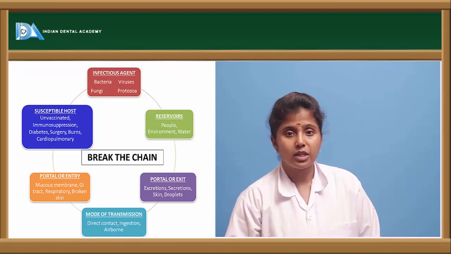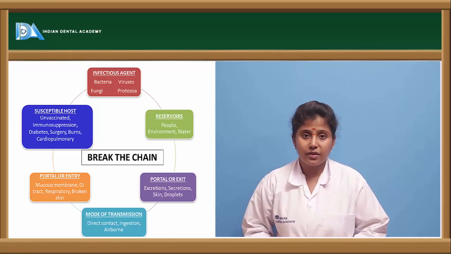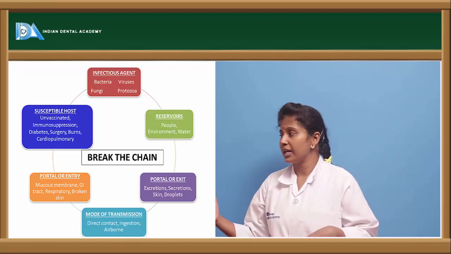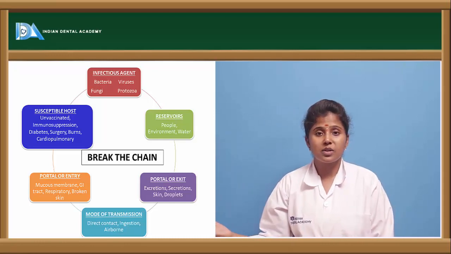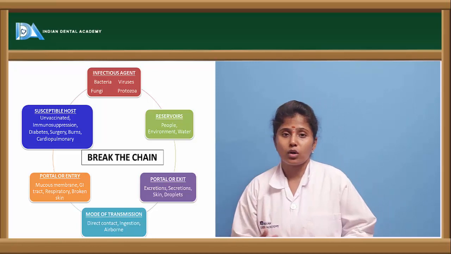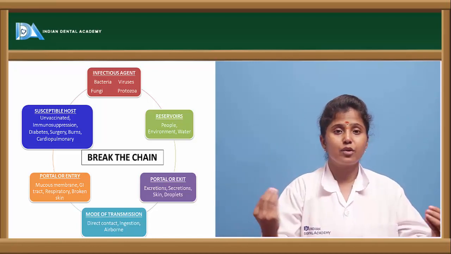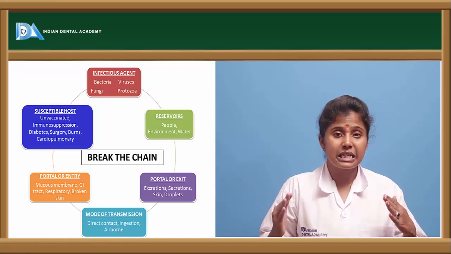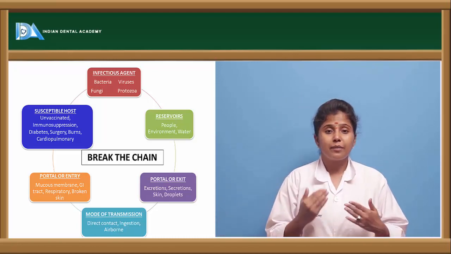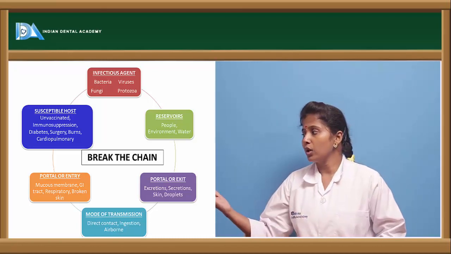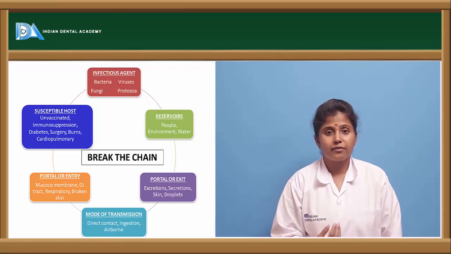So how can we break this chain, or what is the chain we have to break? Here, infectious agents. There are various infectious agents like bacteria, virus, fungi, and parasites. These infectious agents enter into the reservoirs. The reservoirs may be people, environment, or water. These microorganisms enter into individuals, or they stay in the environment or in the water, and they make them a reservoir.